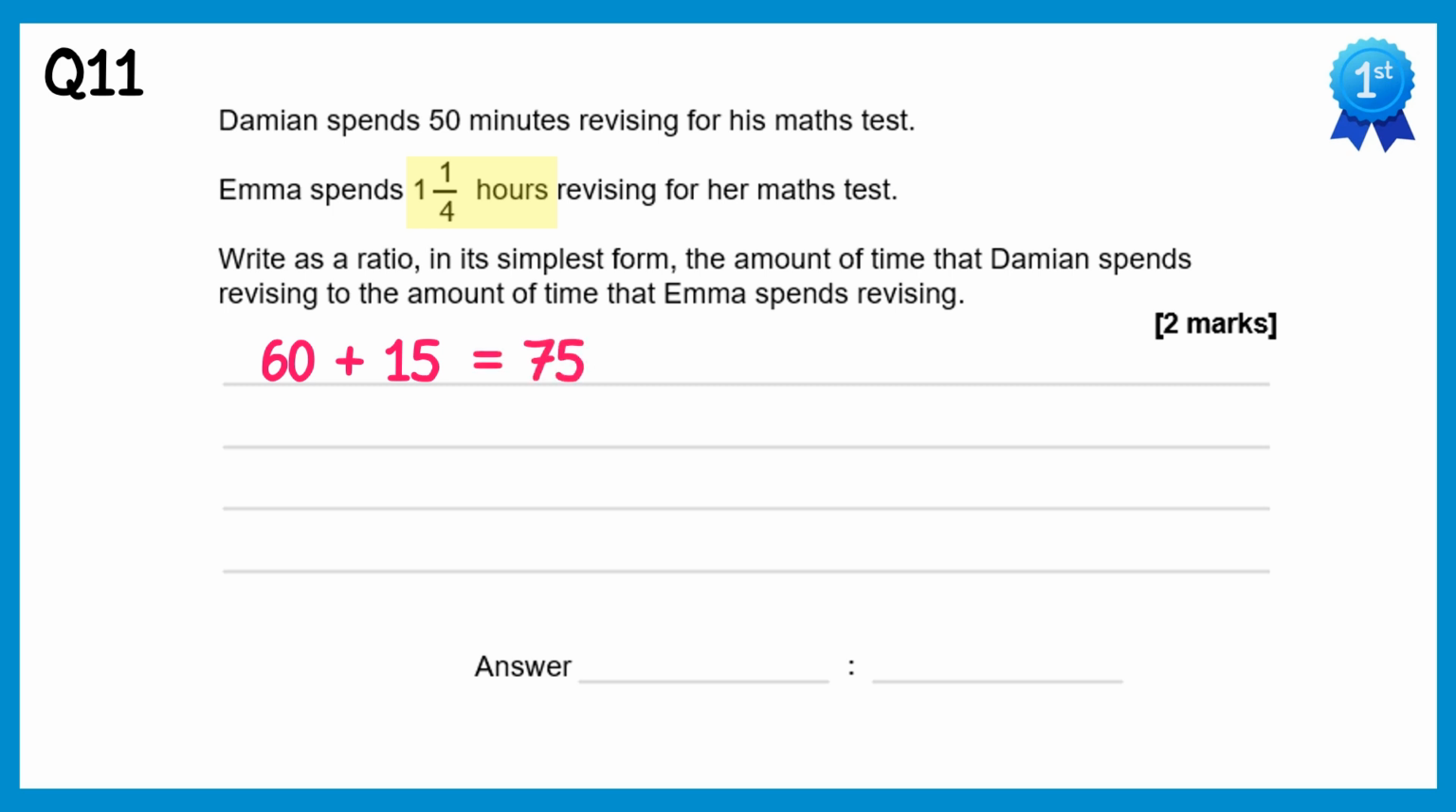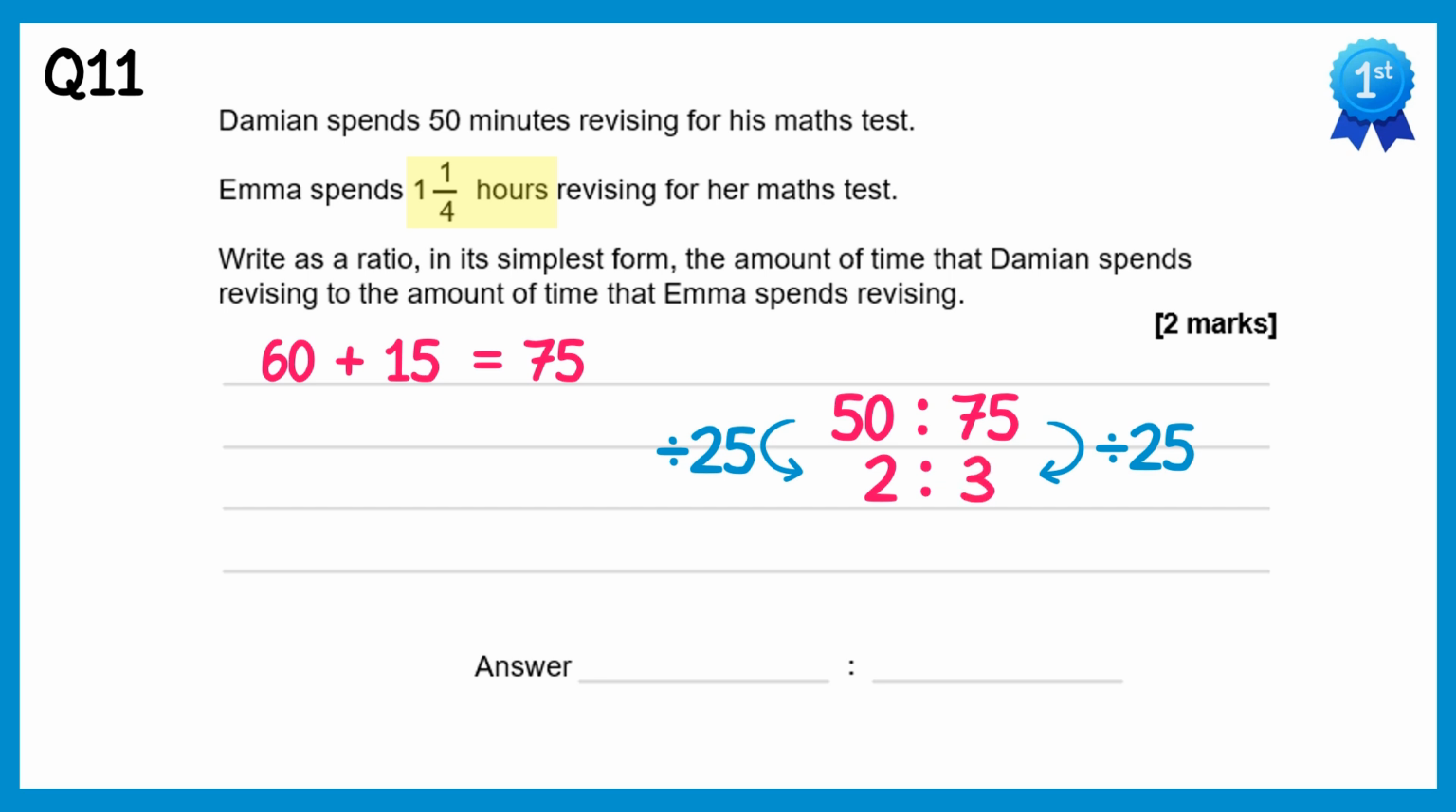We now need to write the ratio that Damien spends revising to what Emma spends revising. So Damien is 50, and Emma is 75. We also need to give this in its simplest form because the question says so. If you divide both sides of this by 25, 50 divided by 25 is 2, and 75 divided by 25 is 3. So the fully simplified ratio is 2 to 3.